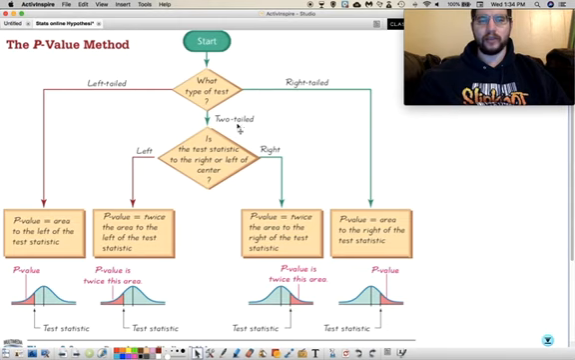So where it gets a little tricky is with the two-tail. When it's a two-tail, you have to look, is the test statistic to the left or the right of the center? If it's to the left of the center, you find the area to the left of the test statistic, and then you have to double it. If it's to the right of the center, you find the area to the right of the test statistic and double it. Just like we cut the alpha in half for a two-tail, we have to double the p-value from that area in order to get the actual result.